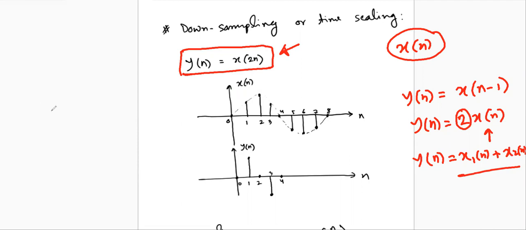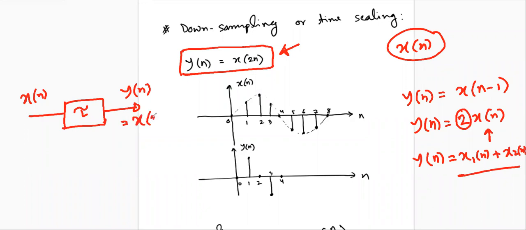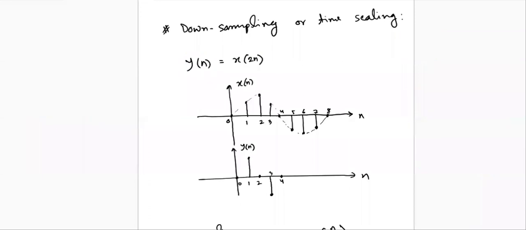Okay, we can represent it graphically in this way, as a block diagram. This is tau, meaning this is the system, this is your input, and this is your output y[n]. The output will be represented by x[2n] for this case, for the downsampling. So we need to know how we can plot it and what is the purpose of doing the downsampling.